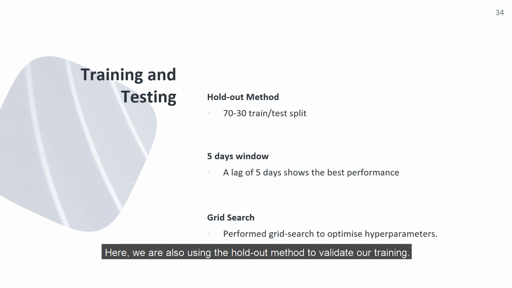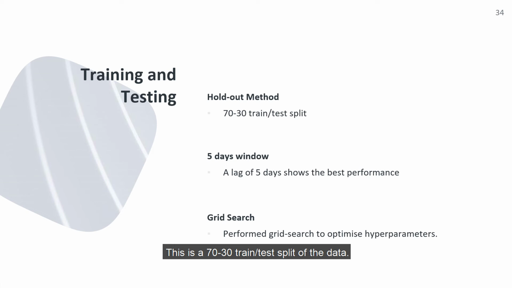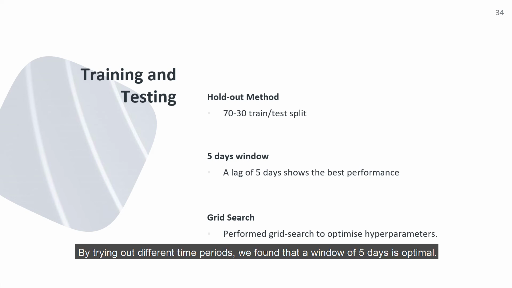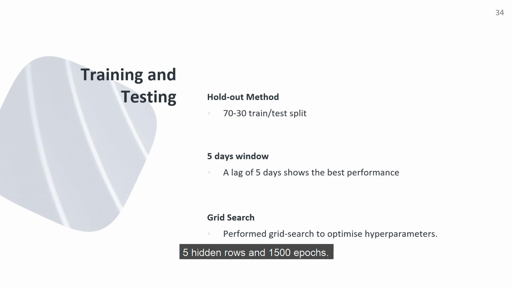Here, we are also using the holdout method to validate our training. This is a 70-30 train test split of the data. By trying out different time periods, we found that the window of 5 days is optimal. This means that the model looks at the returns of up to 5 days before. We then performed grid search to conclude with a batch size of 500, 5 hidden rows, and 1,500 epochs.